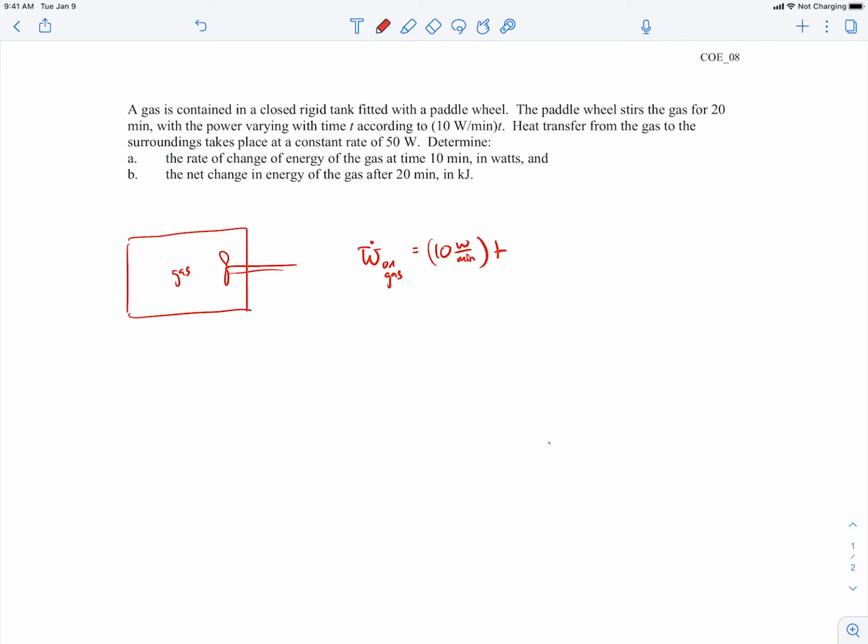50 watts. So I'm going to draw the heat transfer going this way into the system, but since the heat transfer is actually going into the surroundings, that will be a minus 50 watts, right? Because it says heat transfer from the gas to the surroundings. So if I've drawn the heat transfer into the gas here, then it should actually be a minus 50 watts because it's really coming out. By the way, I should probably draw the work being done on the gas as well.